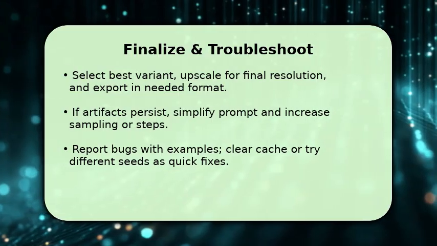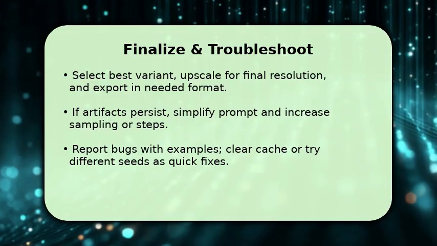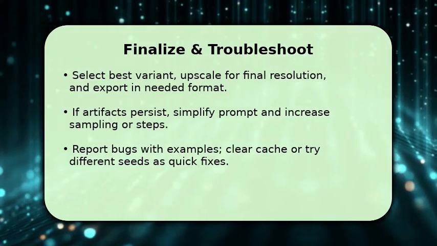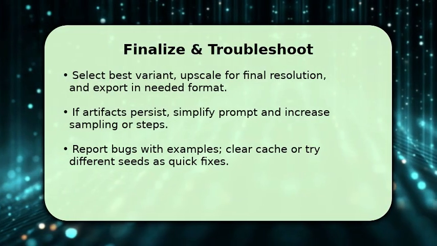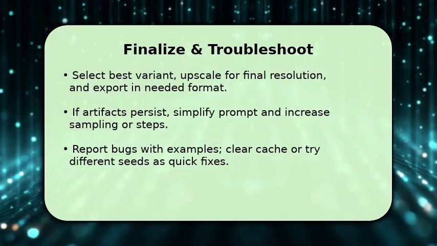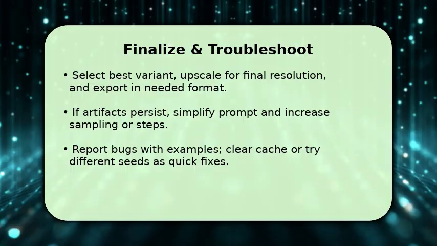If things go wrong, blurry faces or extra limbs, simplify the prompt, raise sampling steps, or change the seed to regain control. As a last resort, clear cache, restart the session, and report reproducible issues with example prompts so you can iterate toward a clean result.